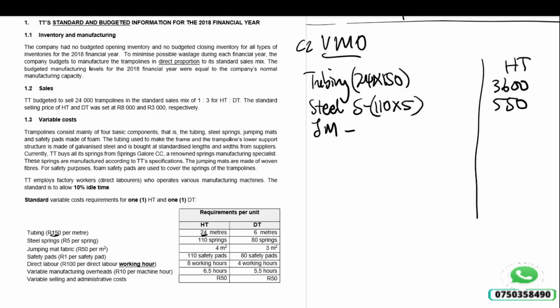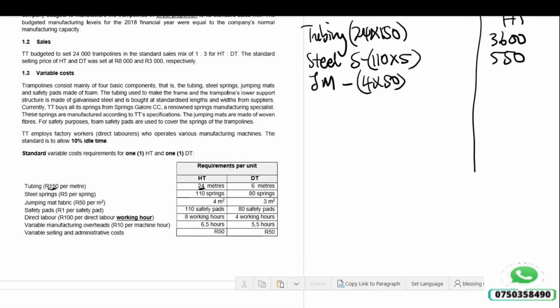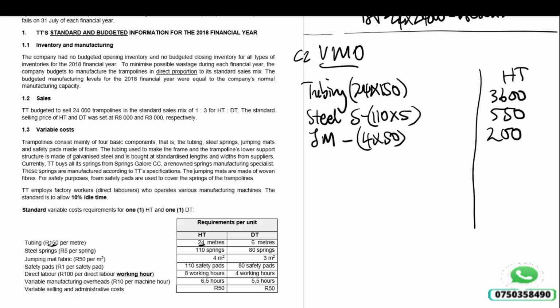Now I have got jumping mat. They said here it's 50 rand per square meter, yet I need 4 square meters. So it's going to be 4 multiplied by 50, which gives 200. So you find that in MAC 3701 you do deal more with conversions, meters, square meters, liters. You need to be very, very comfortable in knowing these conversions, right?